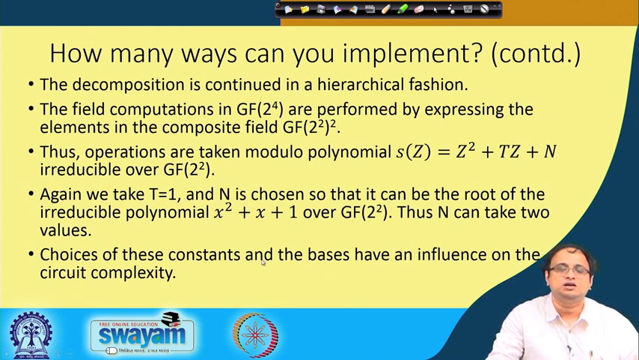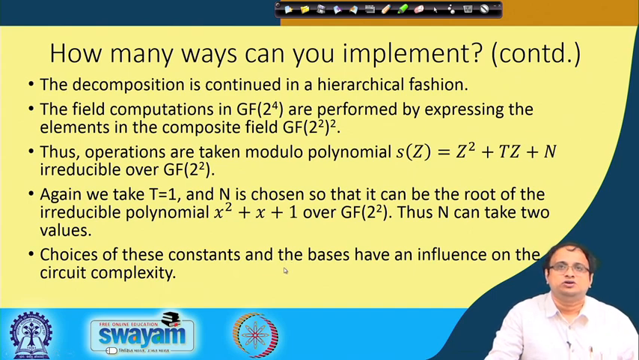So now we have enumerated how many values mu can take and how many values N can take, in order to understand how many such circuits we can realize with them. The circuit complexity will be decided by these constants, mu and N, as well as the underlying basis of your implementation, whether you are choosing polynomial basis or normal basis.